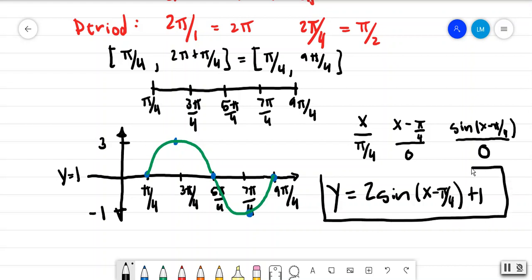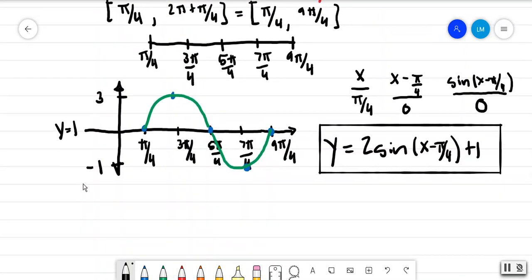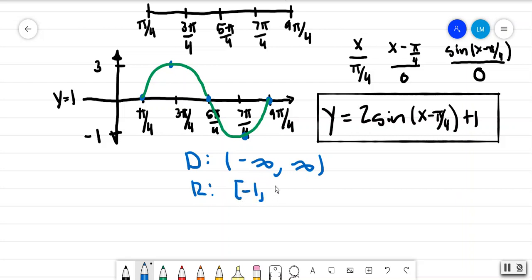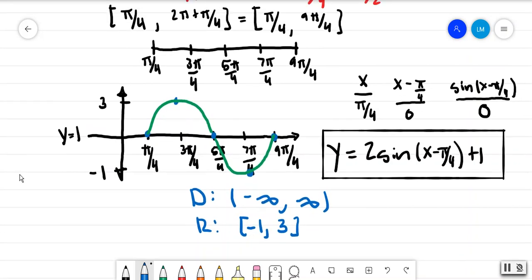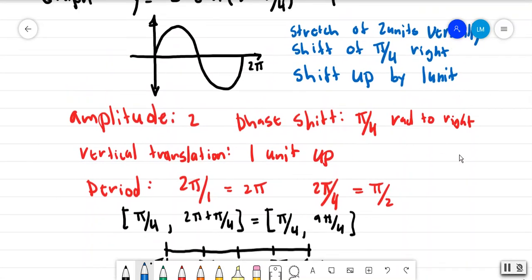Now, make no mistake that in this case, the domain is still the same. So for example, the domain is still -infinity to infinity. However, the range is now different. It's from -1 to 3. And then that's it.